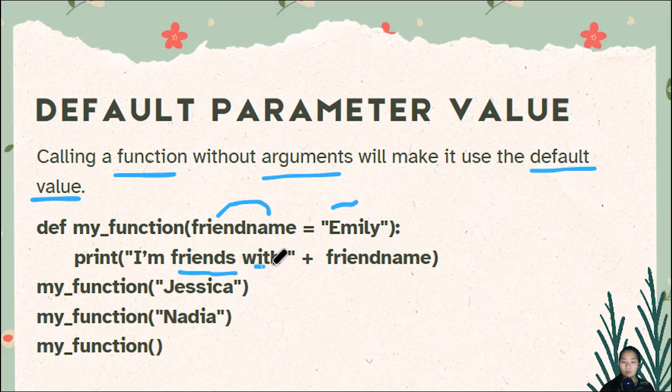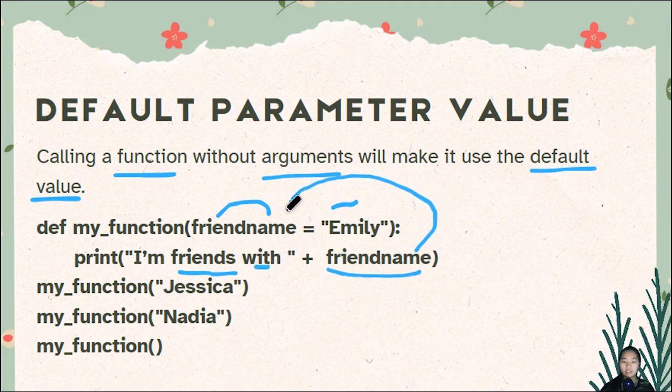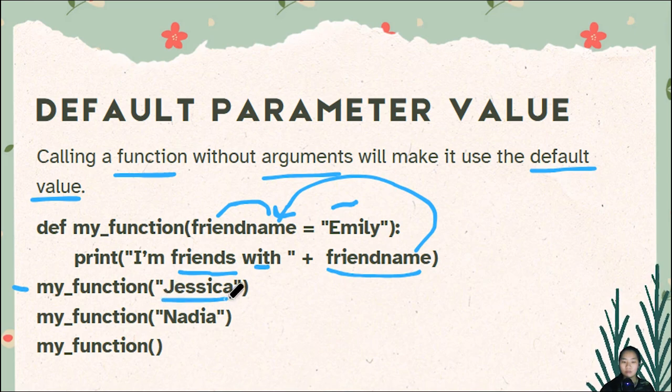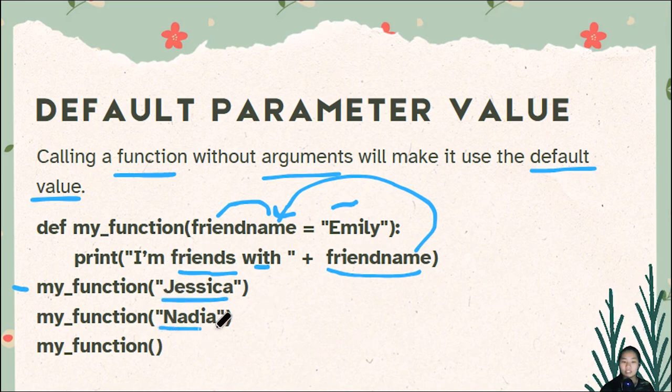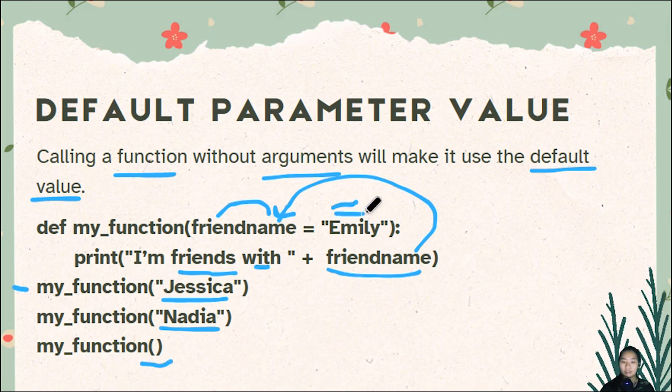Print I'm friends with friend name. This is referring to the friend name over here, the argument placeholder. Now, when I call my function Jessica, it will be I'm friends with Jessica. My function Nadia, I'm friends with Nadia. But if I don't pass anything in, it will be Emily.